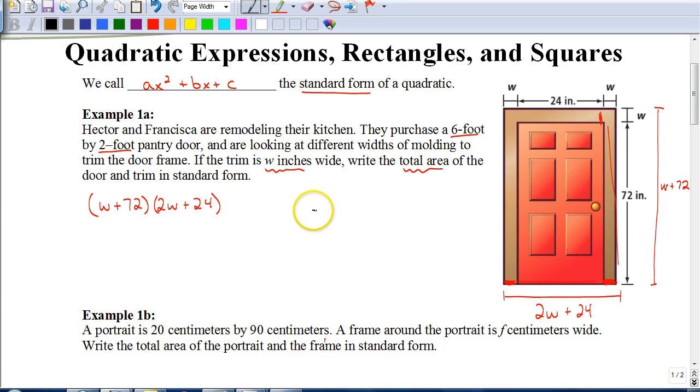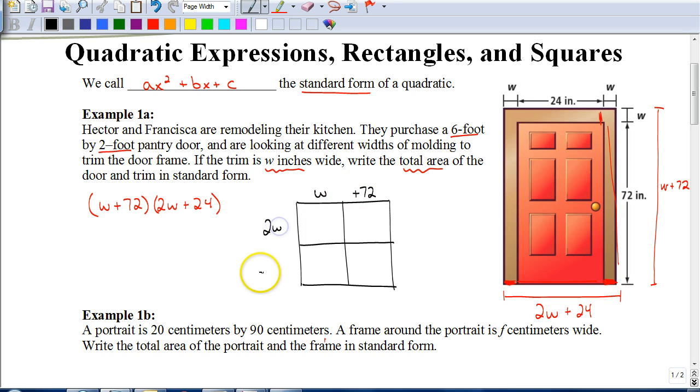Now you could use that traditional method that we talked about yesterday, or we could use this newer method that I prefer, which is the window method or the box method. So I'm going to put the W plus 72 on top and the 2W plus 24 on the side. Now when I multiply these together, 2W times W is 2W squared, and 2 times 72 is going to be 144, so that'll be 144W.